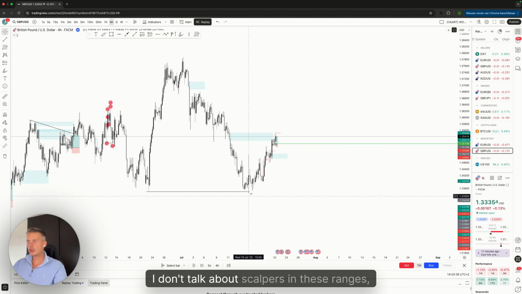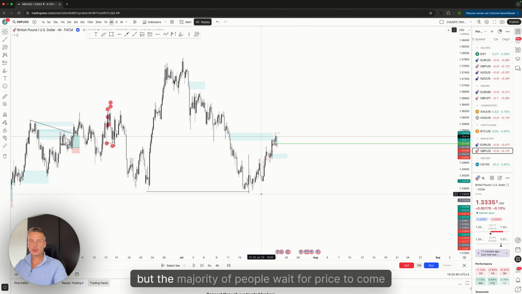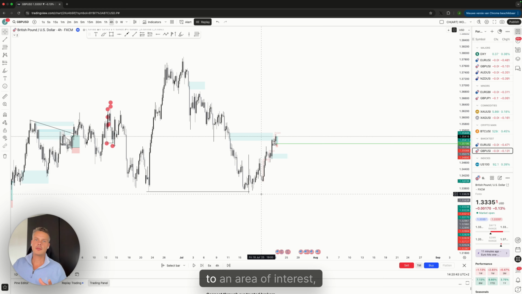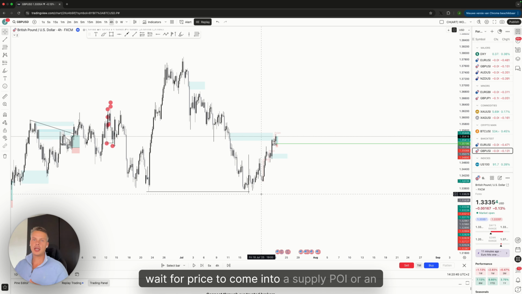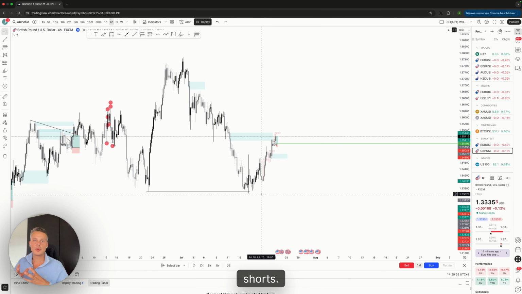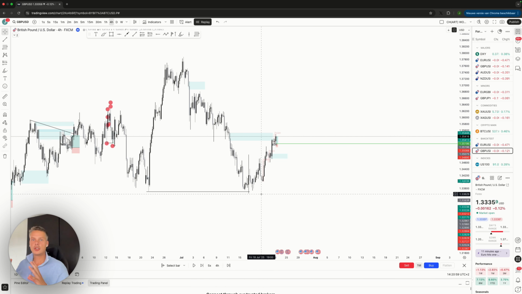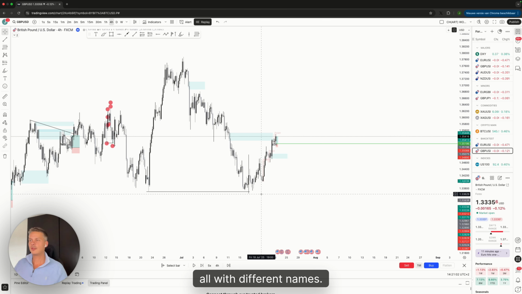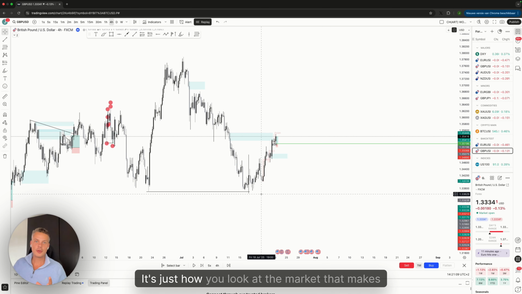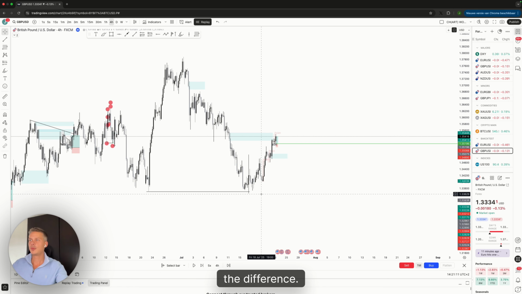And I don't talk about scalpers in these ranges, but the majority of people wait for price to come to an area of interest, wait for price to come into a supply, POI, or an order block, and then they wait for bearish break of structures, even some liquidity sweeps to look for potential shorts. This is what SMC traders do, market structure traders do, Fibonacci traders do, ICT traders do, all in their own way, all with different names, inverse fair value gaps, it all comes down to the same thing. We're all trading the same markets. It's just how you look at the market that makes the difference.